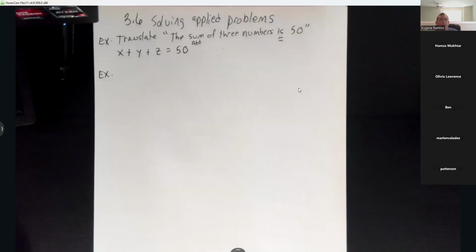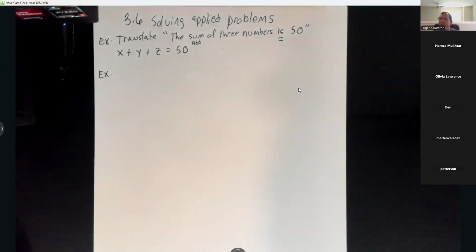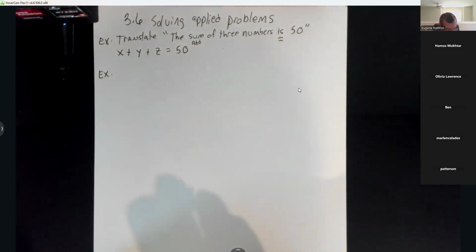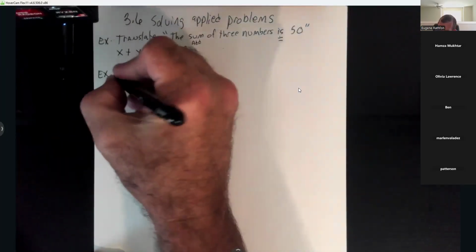So let's work one of these where we got to set up our own system and then solve it. So that's the difference between 3.6 and 3.5. In 3.5, they gave y'all the system. In 3.6, they're just giving you word problems, okay? So let's see what we'll do here.